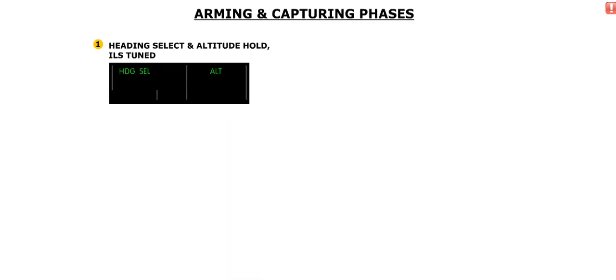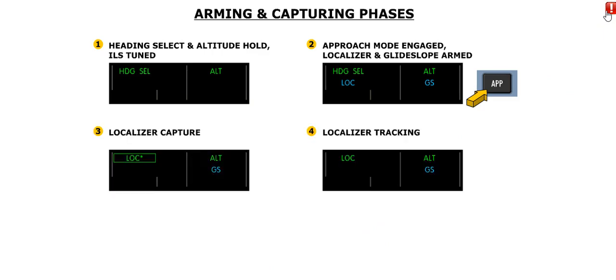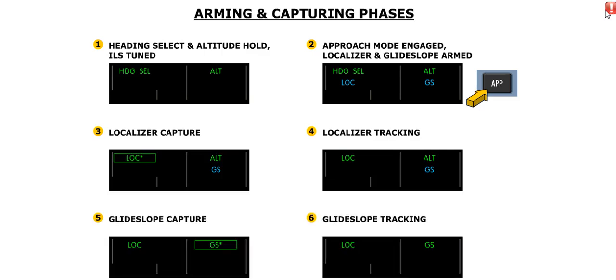Some modes require an arming phase and a capture phase before becoming the active mode. An example would be in the case where a crew is flying a heading to intercept an ILS. First, the crew would arm the ILS approach mode by pressing the approach push button. This arms the system to capture the localizer and glide slope. Localizer and glide slope would appear as cyan armed modes, below the green active modes in the FMA. At localizer capture, localizer would become the active lateral mode. At glide slope capture, glide slope would become the active vertical mode.